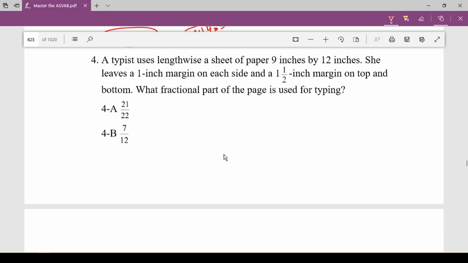All right, number four. A typist uses lengthwise a sheet of paper 9 inches by 12 inches. She leaves a 1-inch margin on each side and a 1.5 margin on top and bottom. What fraction part of the page is used for typing? So let me do a sketch.